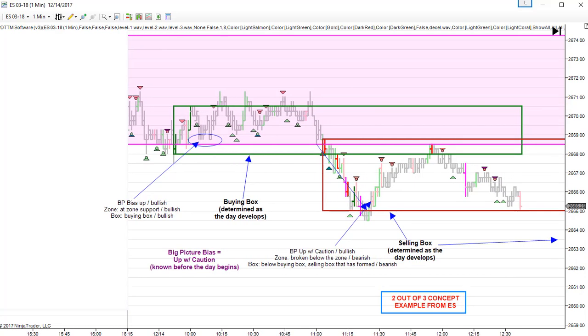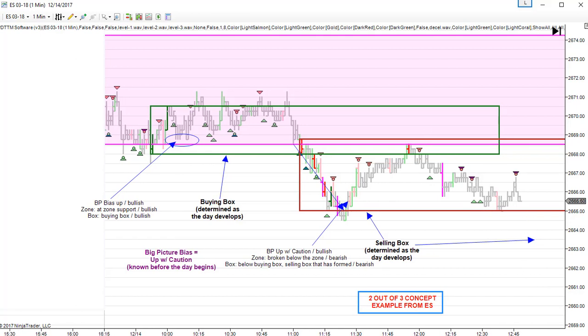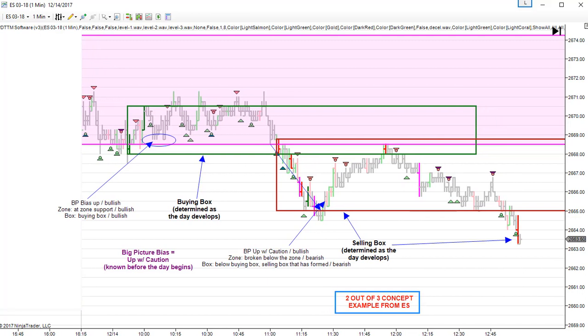And if we run this forward, you can see we test right here. That could be one way to get out of it. Just lock in a quick profit. If you're in at 68 quarter, you're out at 65 quarter. Not a bad little 3-point trade for risking a point and a half. Not bad. Or you can go for a bigger move, which ends up coming in here.